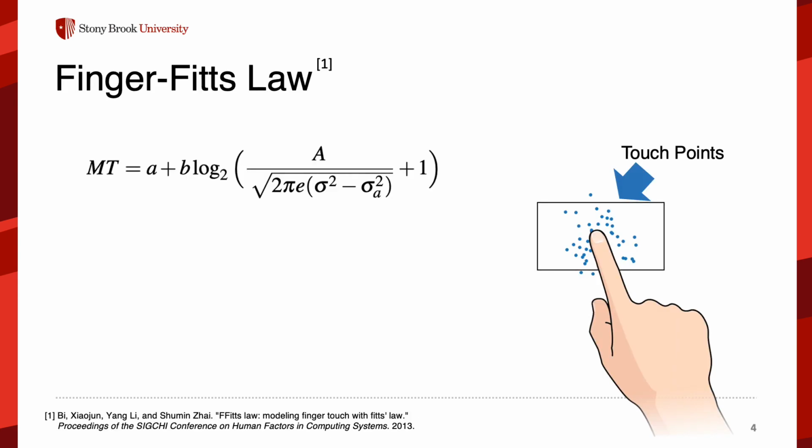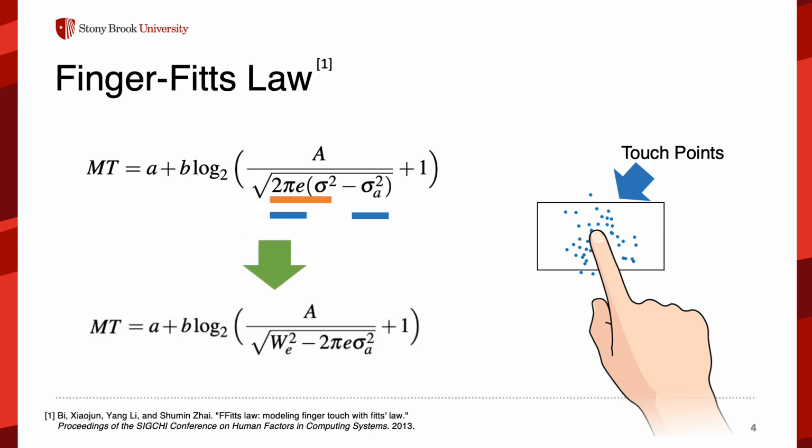Finger Fitts law was proposed to account for the ambiguity of finger touch for 1D touch pointing. The basic idea is that it introduced a component represented by sigma A that causes the ambiguity of finger touch. This part of the ambiguity is independent of the task, so it should be removed from the Fitts' law formula that explains the speed-accuracy trade-off of the motor system. Finger Fitts law has shown better performance in touch pointing compared with traditional Fitts' law.